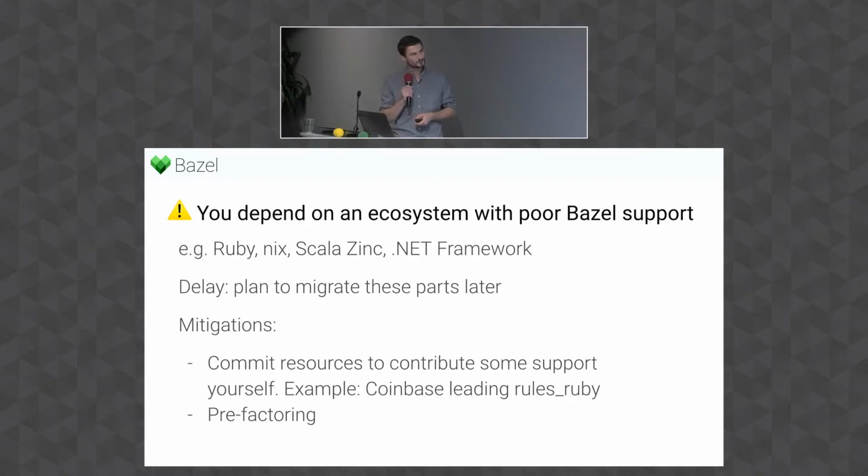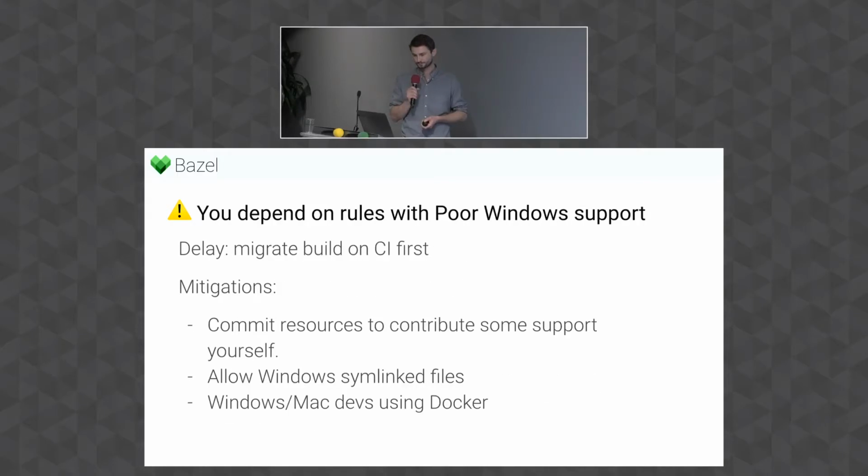So one of the risks you might run into is you depend on an ecosystem with very poor Bazel support. For example, Ruby, Nix, or maybe you're on .NET Framework. You can delay these risks by planning to migrate these parts of your build later. Or if you do need to migrate them right away, you can mitigate the risk by committing resources to these rules. For example, Coinbase is supporting Rules Ruby, and Wix is supporting Rules Scala, and that's worked really well for them. They've also become Bazel evangelists. Or you might also do some pre-factoring, which means that maybe you've wanted to move away from a tool that's not supported well on Bazel, and you can do that before your migration, so your migration is a lot easier.